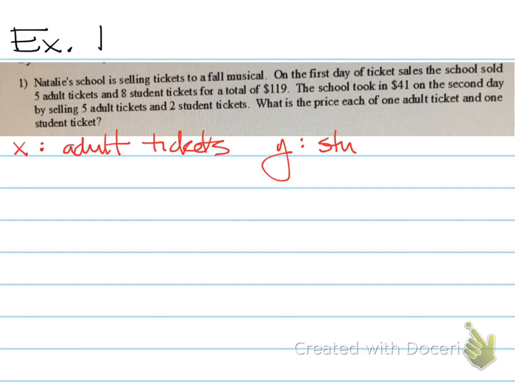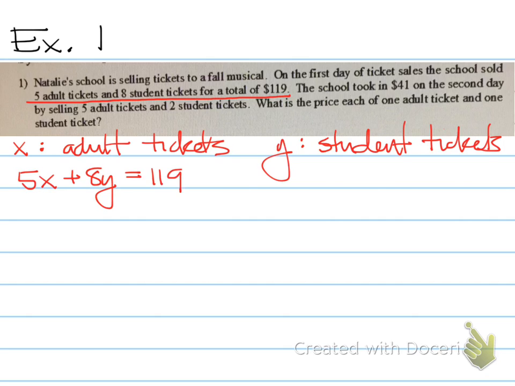So first thing we're going to want to do is define our variables. We're going to let X be the adult tickets and Y be the student tickets. So using that second sentence in the passage, we would have 5 times X, the adult tickets, plus 8 times Y, the student tickets, equals 119. And then the next sentence, 5 times X plus 2 times Y equals 41. And I'm just going to use elimination.